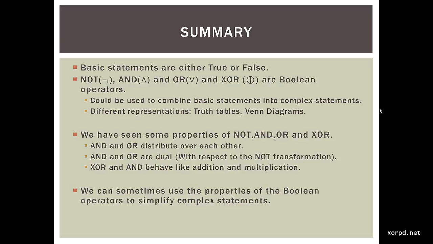We've seen some properties of NOT, AND, OR, and XOR. For example, that AND and OR distribute over each other. We've learned a bit about the duality of AND and OR with respect to the NOT transformation, and we called it De Morgan laws. Also, we've seen that XOR and AND behave like addition and multiplication. We also seen that we can sometimes use the properties of the Boolean operators to simplify complex statements, which is pretty important.